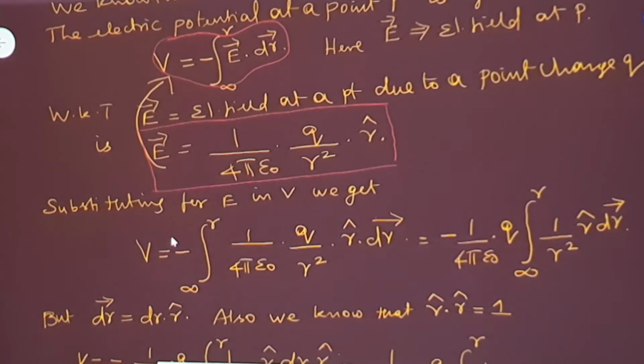We can state, substituting for E in the above equation, the potential V is equal to minus the integral from infinity to R of 1 by 4 pi epsilon 0 Q by R square into R cap into dr vector. Taking the constant quantities out of the integration, we get minus 1 by 4 pi epsilon 0 q into the integral from infinity to r of 1 by r square r cap dr.